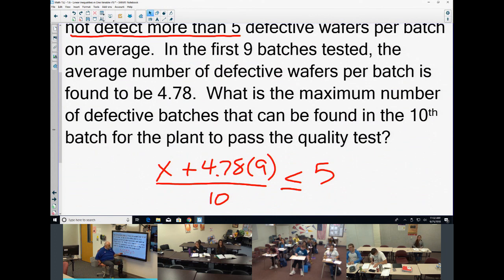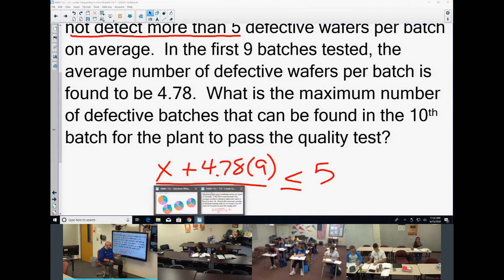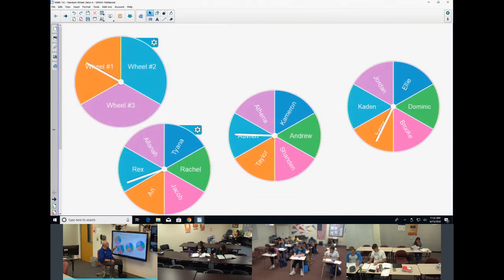And so why don't you go ahead and solve this? See if you can figure out, so X is the maximum number of defective wafers we can have in the last batch. See if you can calculate that. All right, Alana, when you've got it.